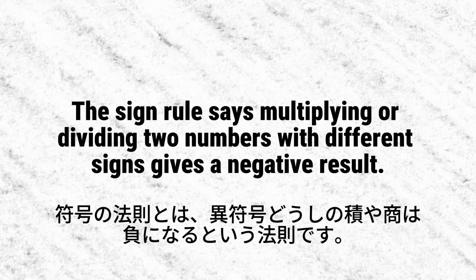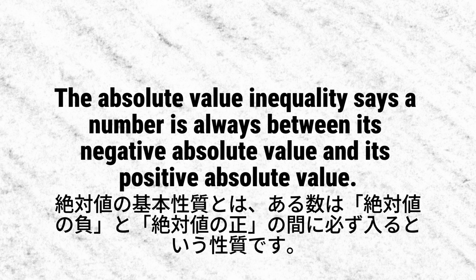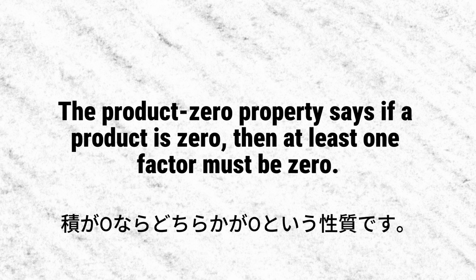The sign rule says multiplying or dividing two numbers with different signs gives a negative result. The absolute value inequality says a number is always between its negative absolute value and its positive absolute value. The product zero property says if a product is 0, then at least one factor must be 0.